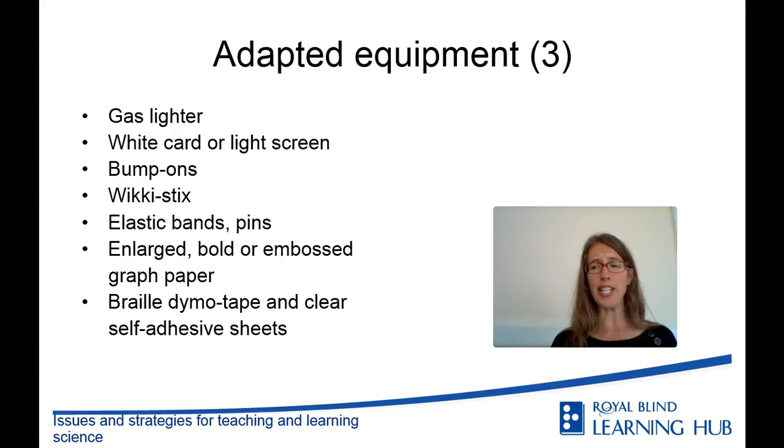Been talking about using your colour sensors and your light detectors. If you're looking to maximise contrast, it's often useful to put a bit of white card or a light screen behind the object that you're looking at. Put on there bump-ons. Bump-ons are little plastic dots that you can use. They're very handy for marking buttons on electronic devices, just generally marking points. So bump-ons are a handy bit of kit to have around.